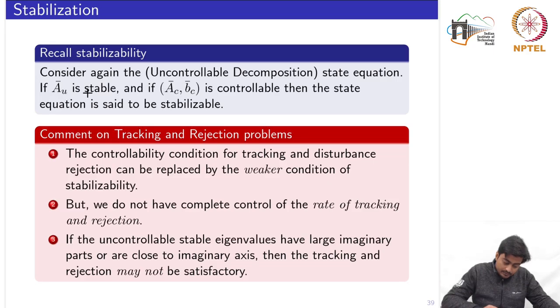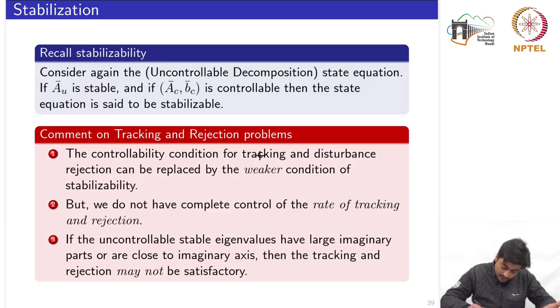So if the A bar U matrix is stable and if the A bar C, B bar C pair is controllable, then the state equation is said to be stabilizable, which is the definition of stabilizability. These three comments are important because the tracking and rejection problems we have discussed so far assumed the pair is completely state controllable, but if it is not completely state controllable, we could use this weaker condition of stabilizability to show the previous results for the tracking and regulation problem.